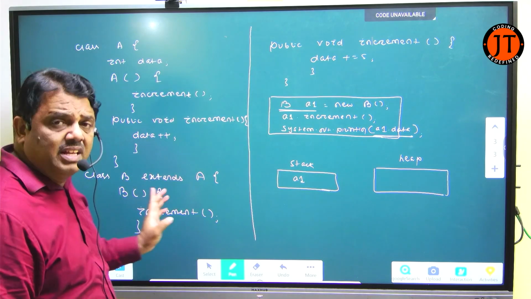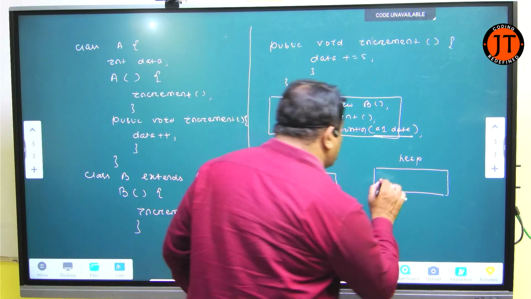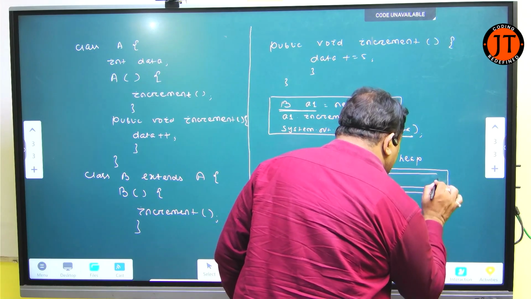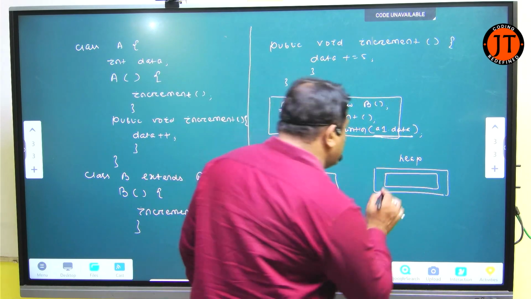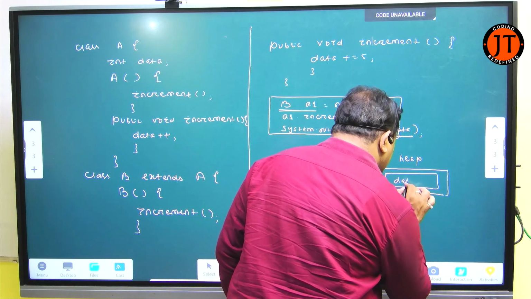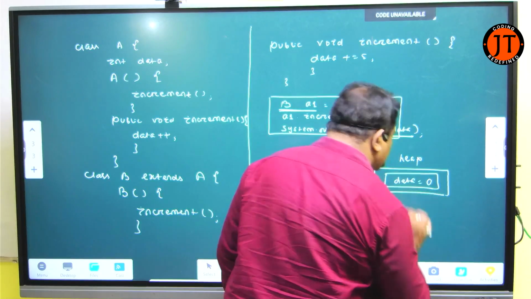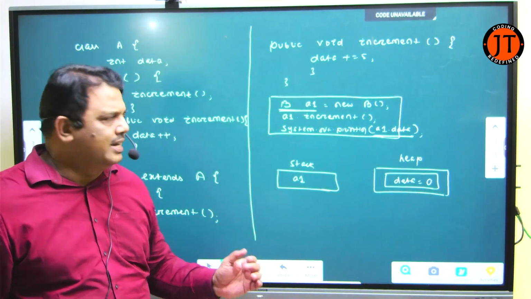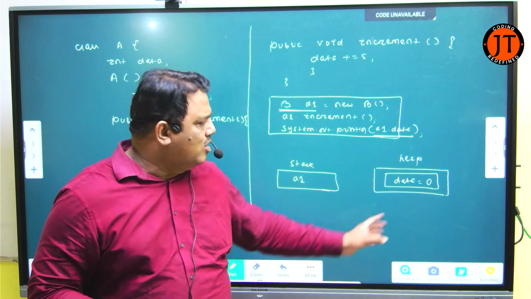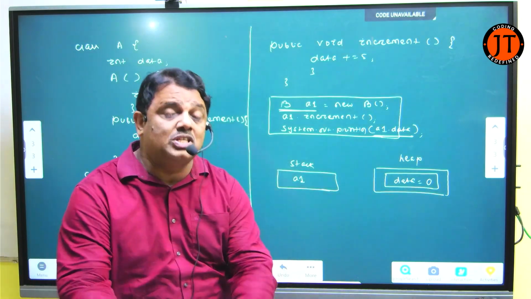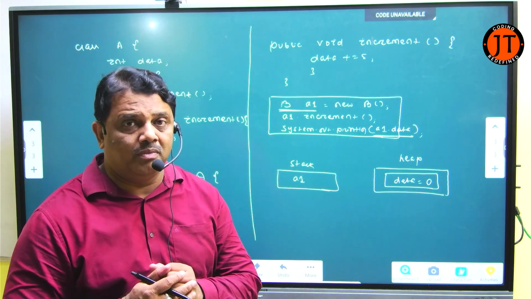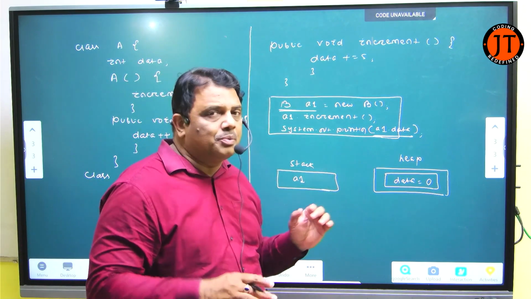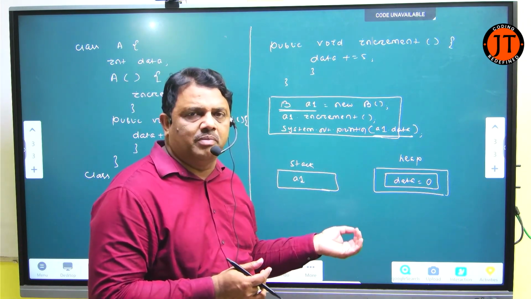In the child class there is no instance variable, but in the base class there is an instance variable. What is that? Data. I have not initialized the data. It is initialized to 0. You know that it is the fundamental concept at the object creation time. If I do not initialize the instance variable, then it is auto initialized by JVM through the default value.